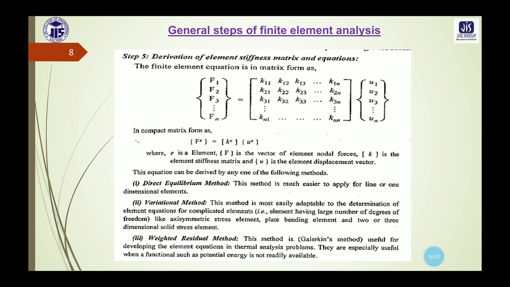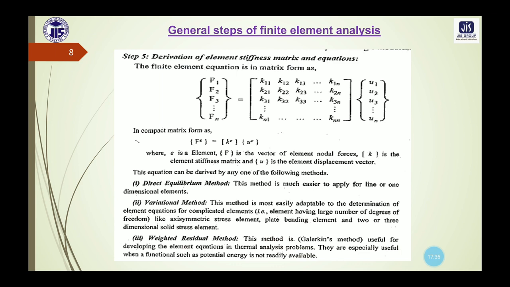Next we have step 5, which is the derivation of the element stiffness matrix and equations. The finite element equation in matrix form can be represented as Fe = K·u. This is the compact matrix form, and the explanation of this matrix form is written here. F is the vector of the element nodal forces, which can be written as F1, F2, F3, up to Fn.